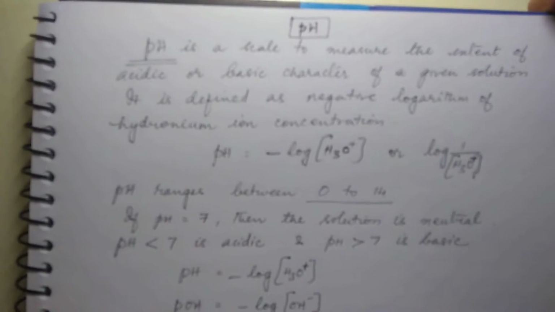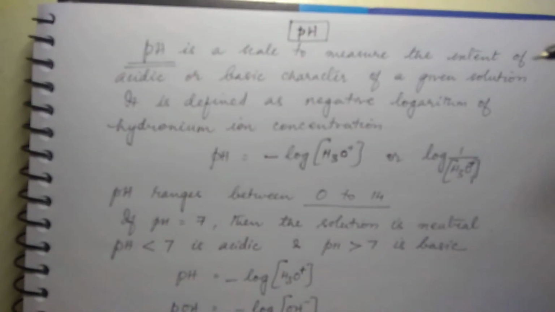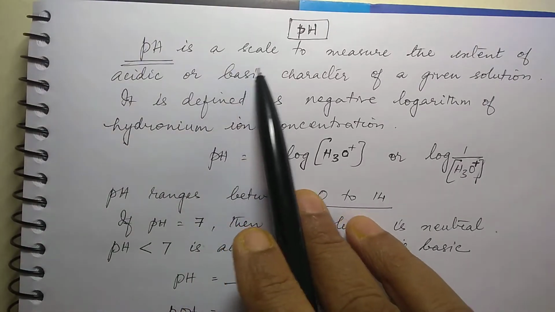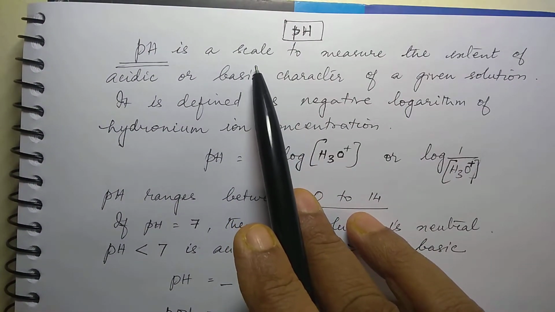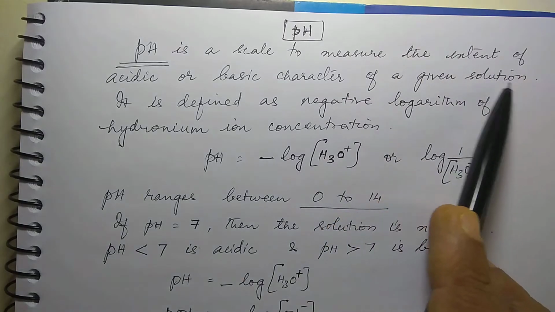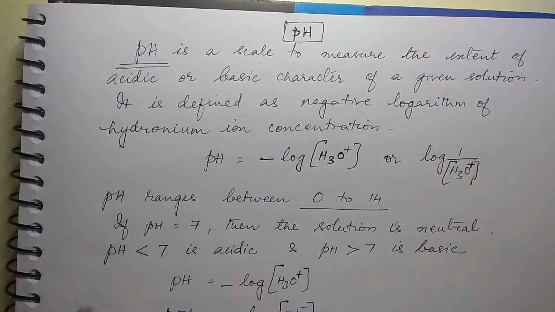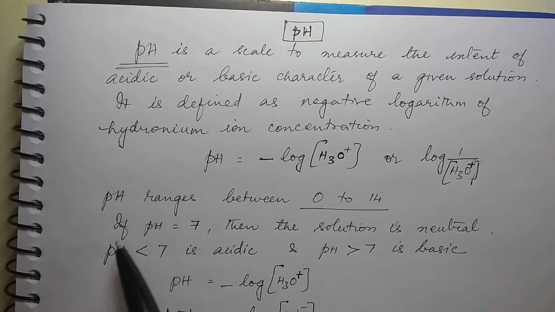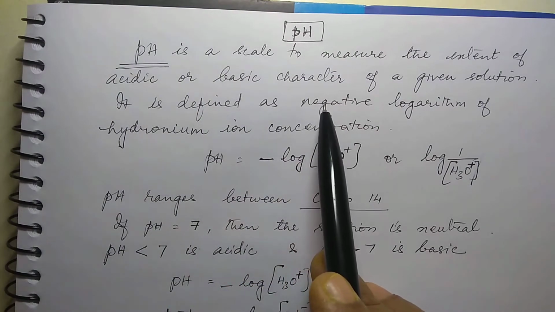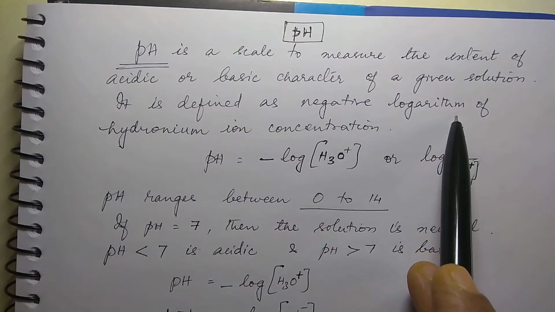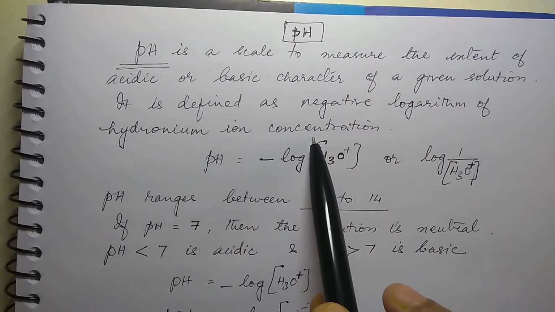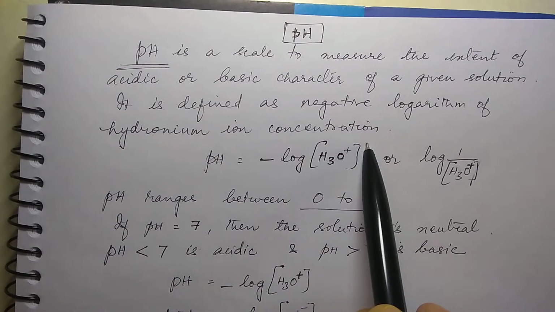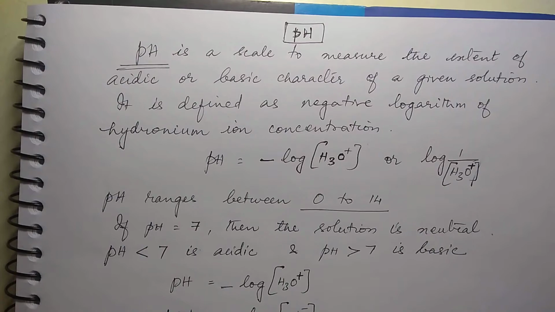Now, the term pH is not new to you. You have studied it in 10th class also. pH is a scale, is it not? It's a scale to measure the extent of acidic or basic character of a given solution. This you know already. And it is defined as the negative logarithm of hydronium ion concentration. What you have not studied in 10th class, you are going to study now.